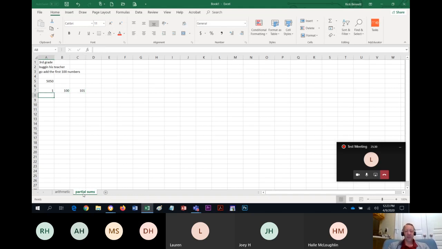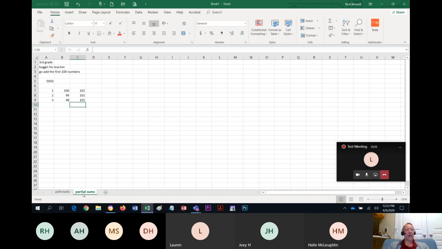The second number is going to be 2. The second to last number is going to be 99. And of course, if you add those together, you're going to get 101. The third number is going to be 3. The third to last number is going to be 98. And if you add those together, you're going to get 101. Okay? So you can see that we're going to repeat this 101.